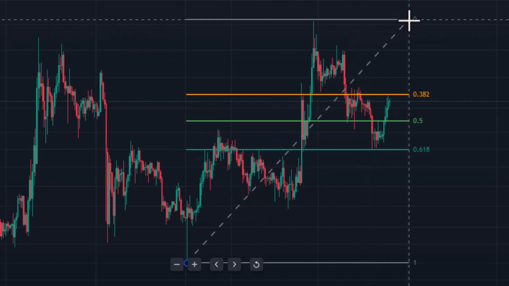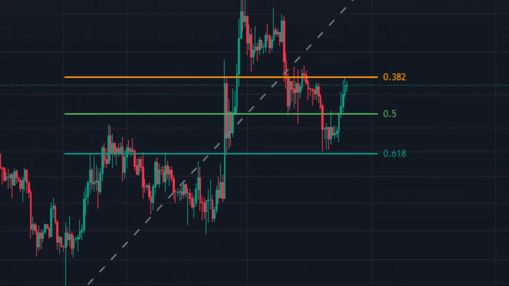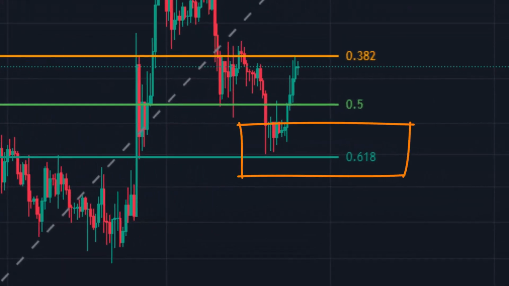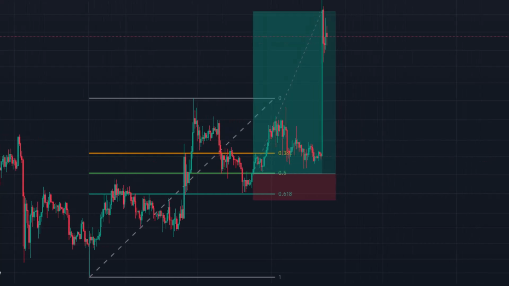You have to be sure that you plot the tool correctly from the low to the high. As you can see, the price found support exactly at the 0.618 level, which is the golden ratio. As we can see, price made an aggressive upward move, giving us a winning trade of about 368 pips.